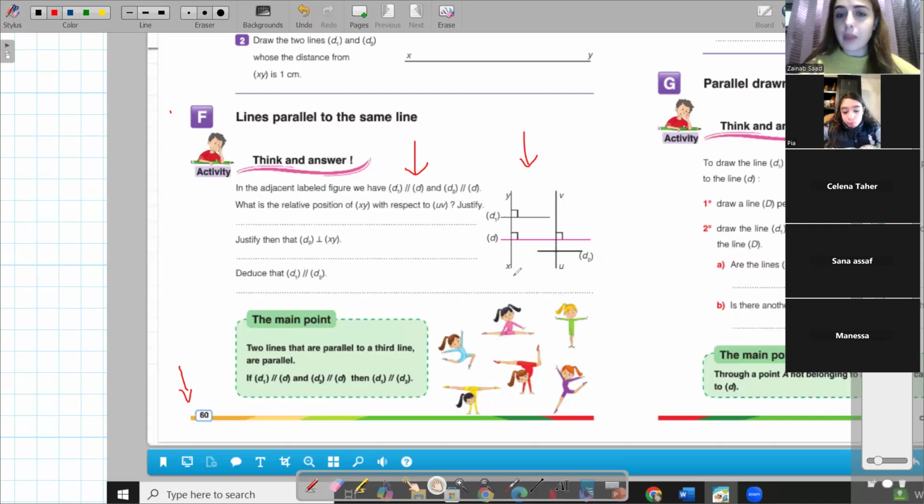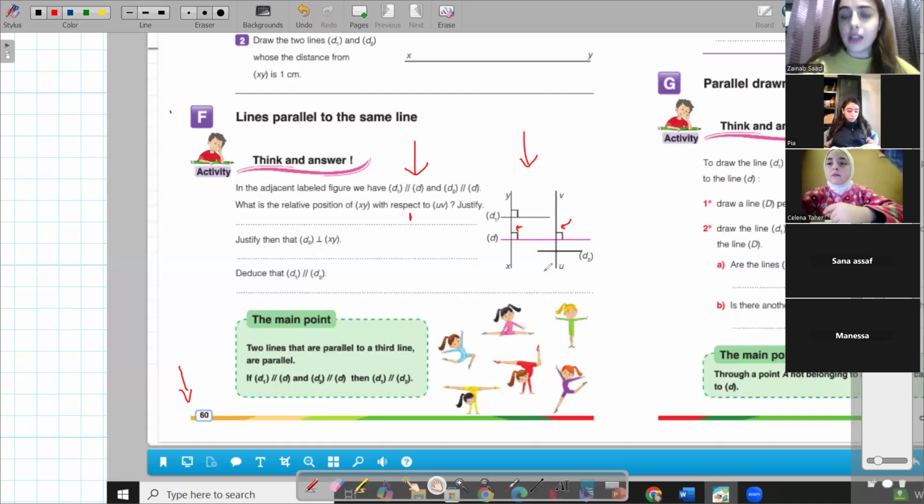So since XY is perpendicular to D and VU is perpendicular to D, how did we know that they are perpendicular? Because from the figure, they drew for us a 90-degree symbol. That means they gave us as given from the figure that they are two perpendicular lines on the same third line D. And we know from the property that when two lines are perpendicular to the same third line, they are parallel. So we said that XY and UV are parallel because they are two perpendicular lines to the same line.